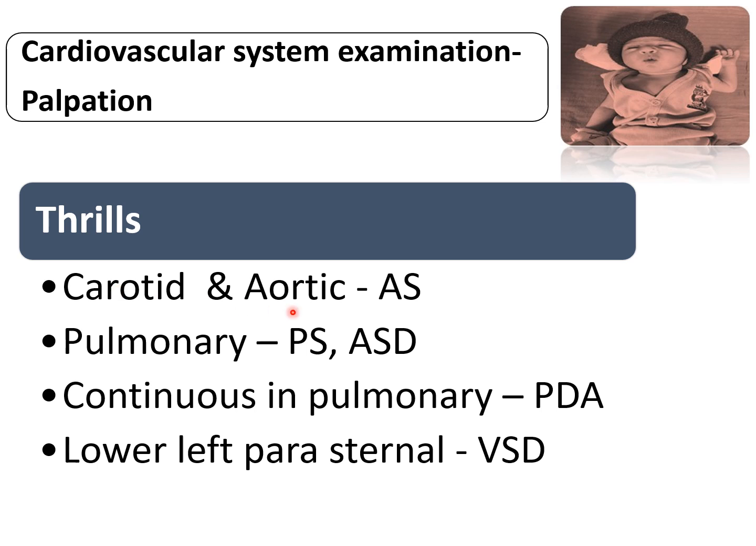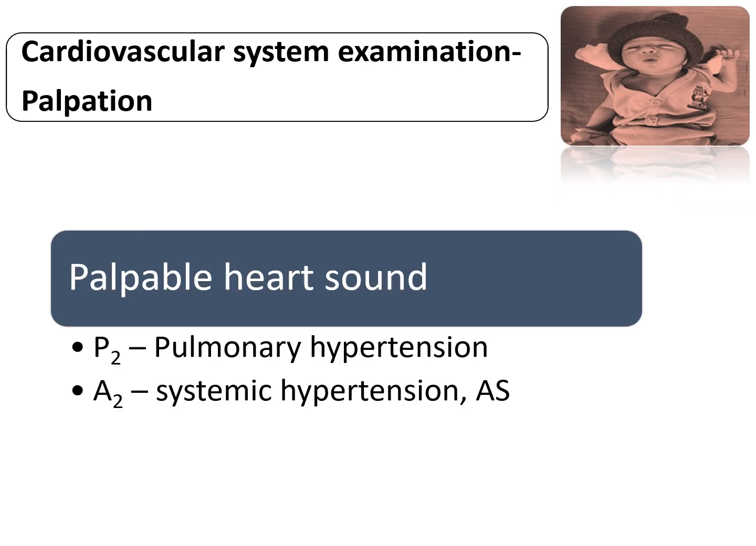For example, in the carotid and aortic area, in aortic stenosis. In the pulmonary area, maybe because of PS or ASD. A continuous palpable thrill in the pulmonary area can be because of patent ductus arteriosus. In the lower left parasternal area, because of ventricular septal defect.